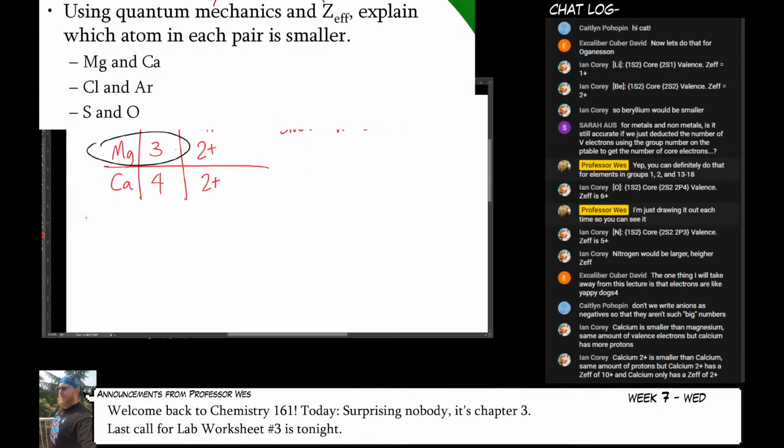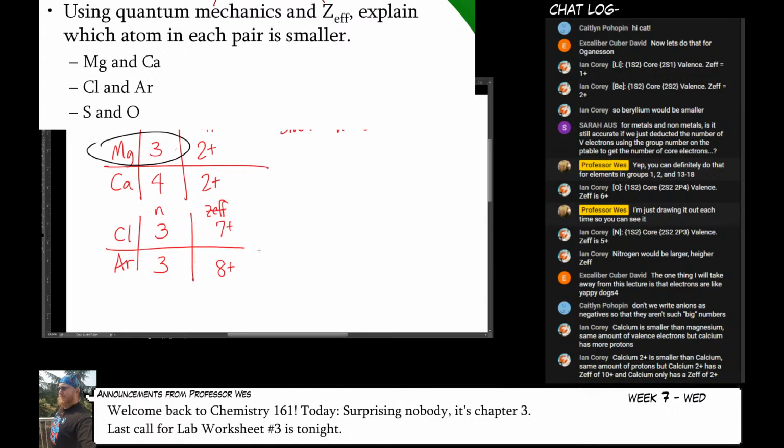All right, let's do the next one. Chlorine and argon. So we've got chlorine and argon. N and Z effective. So what is N for chlorine? Well, it's in period 3, so it's 3. What's the Z effective for chlorine? 7. Argon is also in period 3, so it has N equals 3, and Z effective is 8.